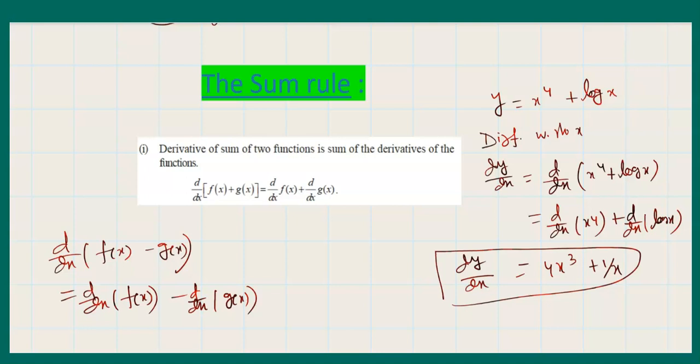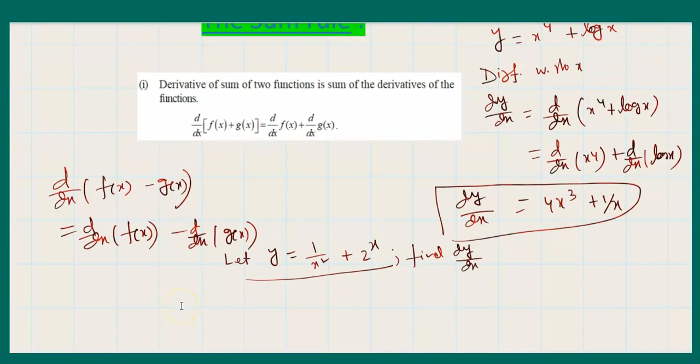So if there is a function y equal to, say, 1 by x square plus 2 to the power x, let y equal to this, and the question is find dy by dx. Let's see how to find dy by dx from here. No, there will be minus sign, not plus sign. We are going to use this law, so minus.